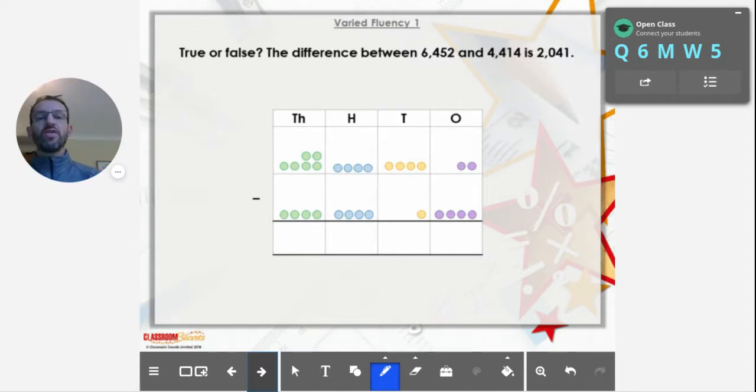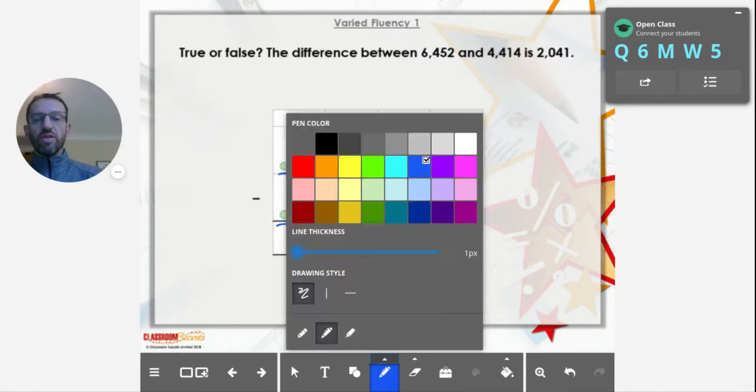So they're saying 6,452. I can see I've got 6,400 and this is 40. Not 50, they've only got 40 there, so I'm not sure why that's there, but they do have a 2. And 4,414. 4,000, yes. 400, yes. 1, 10, and 4, that's 14. So I can see straight away that the actual representation here isn't helping me a great deal.